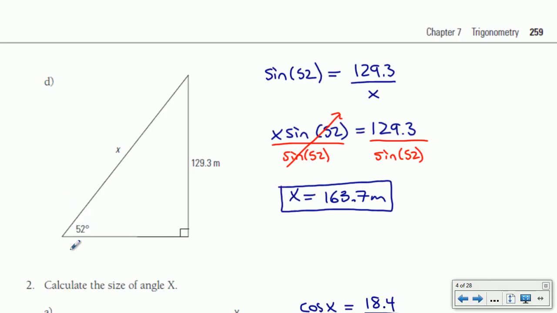For 1d, this is the reference angle. We have the opposite side length, and we have the hypotenuse side length. 52 goes in for the angle. 129.3 is opposite, x is the hypotenuse. We need to multiply both sides by x, and then divide both sides by sine of 52. And 129.3 divided by sine of 52 gives us 163.7.